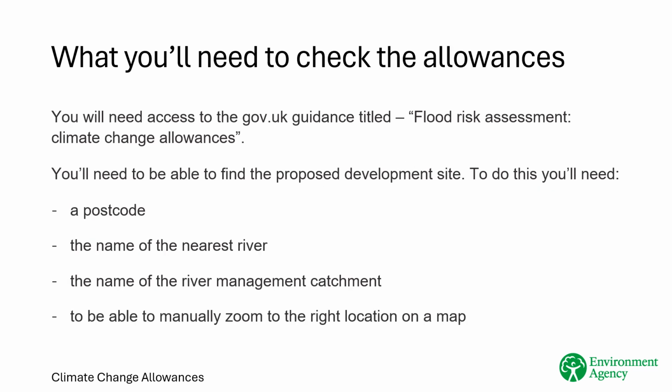To find the right allowances, you're going to need to access some key information. We've included some links in the accompanying text to help you do this. First up, you're going to need to access the Environment Agency's .gov.uk guidance titled Flood Risk Assessment: Climate Change Allowances. You'll then need to find the proposed development site, and to do this you'll need to use a postcode, the name of the nearest river, or the name of the river management catchment. Alternatively, you'll be able to manually zoom into the right location on a map.